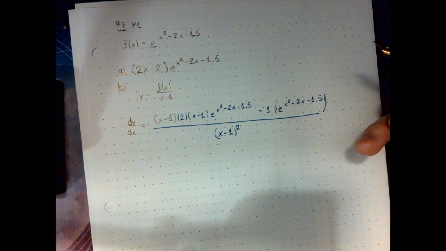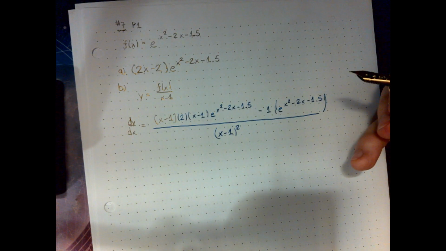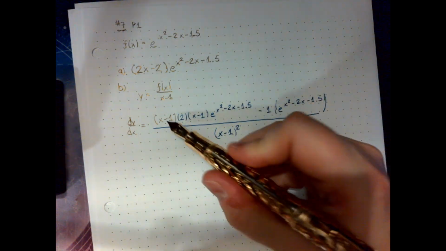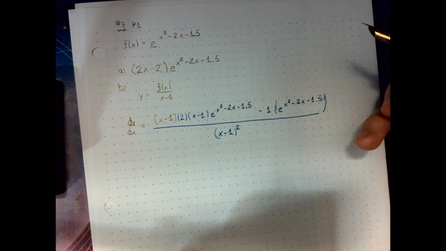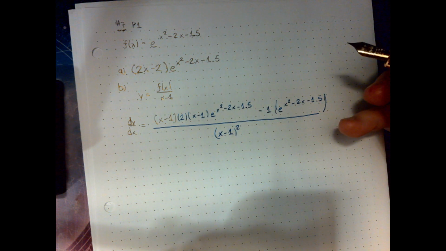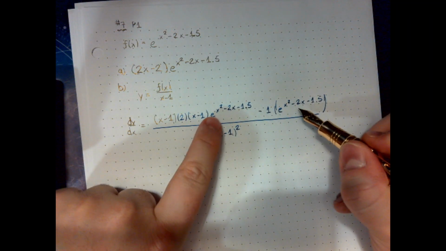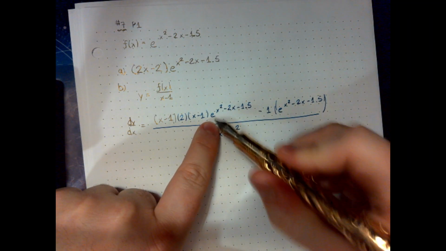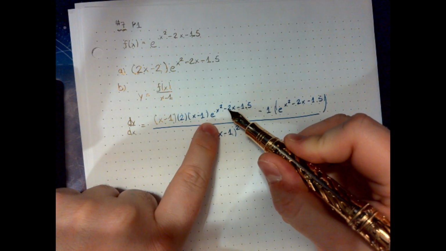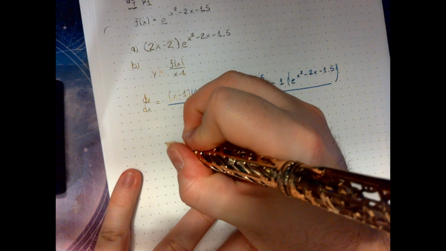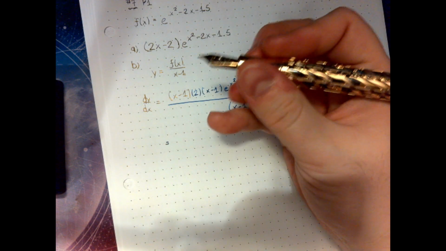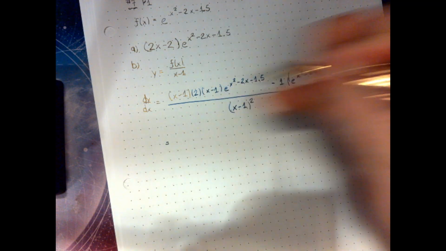Okay, and now that we're at this point, we can't simplify it too much because it's not like both terms have x minus 1, so I could factor it out and lower the exponent of my denominator or get rid of it entirely. But they do have this in common, right? I've got e to the power of x squared minus 2x minus 1.5, so I can factor that out. So my first derivative, and I'm just going to stay consistent with the notation in the question.